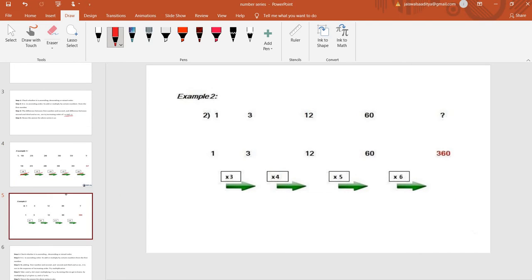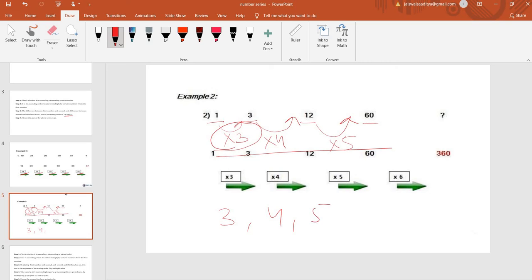This is example 2 of set 1. Look at what is written: 1, 3, 12, 16. What you have to observe is what number it is going to be multiplied with. It's going to be multiplied by 3, now into 4, into 5. So it is in ascending order: 3, then 4, then 5. Now it will be 6, so it should be 360.